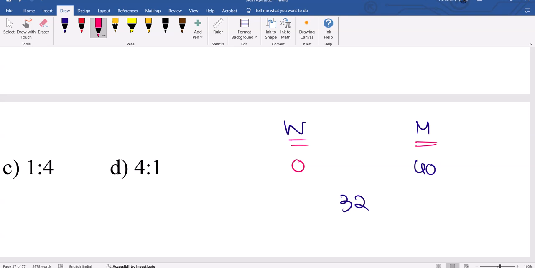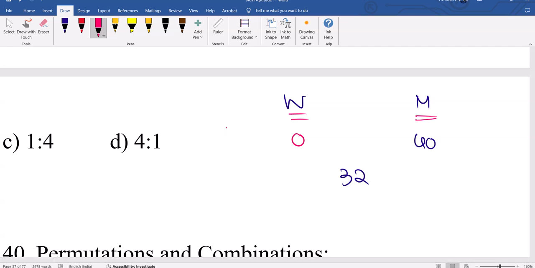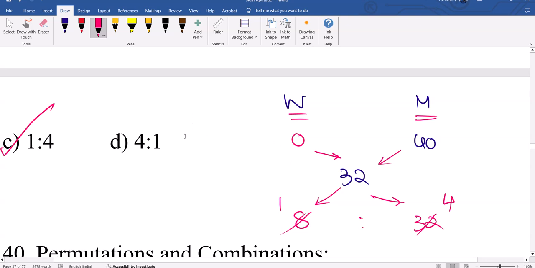Now, what's your answer? What ratio? See, 32 is close to 0 or 40? Means this side should be heavy: milk you are taking more, water you are taking less. Otherwise customers will understand you are mixing it. So 40 and 32 difference is 8, and 32 and 0 difference is 32. We are mixing in 1:4 ratio. Option C.